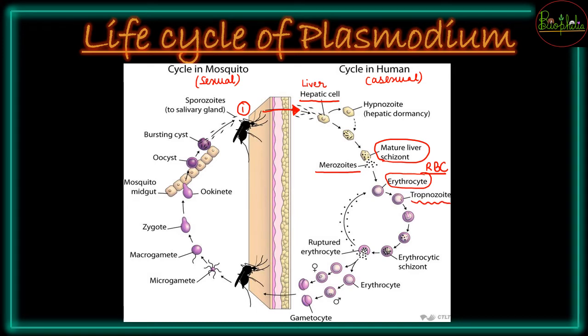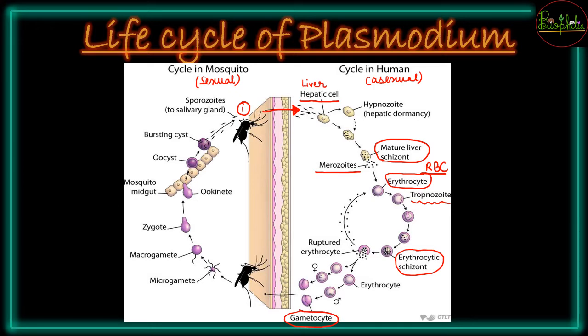Trophozoite, after this they will be maturing and forming another bag-like structure which is going to be called as erythrocytic schizont, and now this also will be filled with a lot of spores, and as soon as the spores will be developed so much that the RBC cannot bear it anymore, and now the RBC will rupture, and as it ruptures there will be much more gametocytes released.